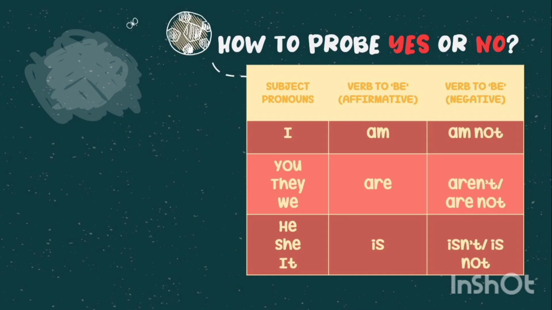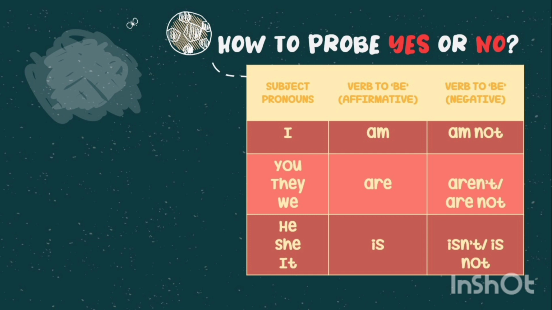Okay, next. Okay, what's next? It's asking questions time. Let's do it. Okay, kids, before we move to the next slide, let's see this table. How to probe yes or no. We have a table here with subject pronouns, verb to be affirmative, and verb to be negative. Actually, we've learned this before, so this is just a revision so that it's easy for you to understand.